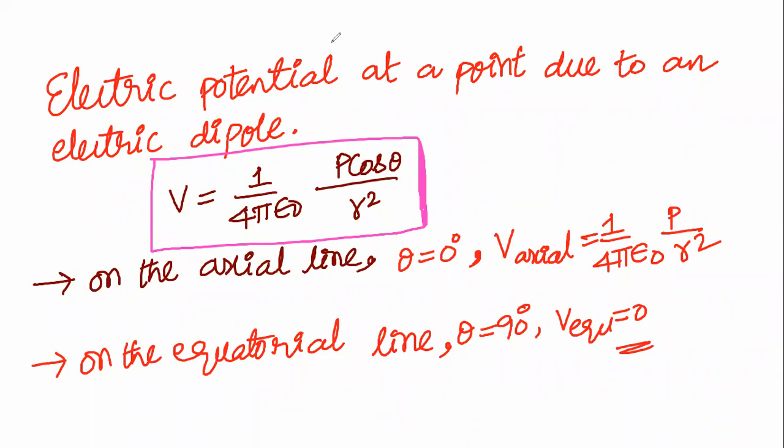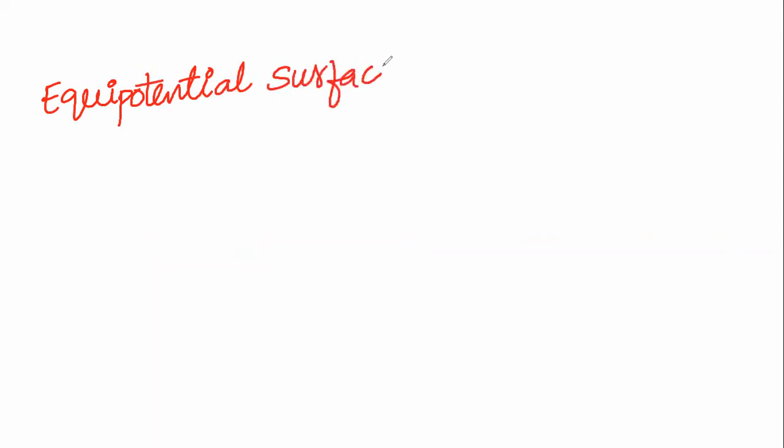Next one is equipotential surface. The surface on which each and every point is at the same potential is called the equipotential surface.